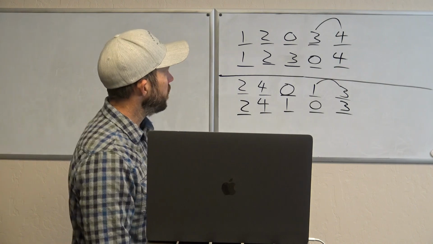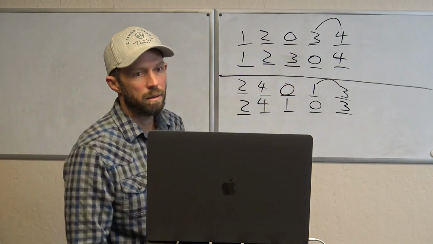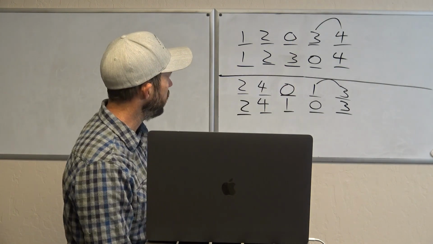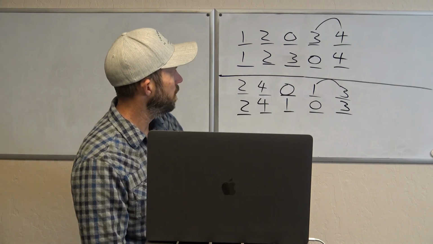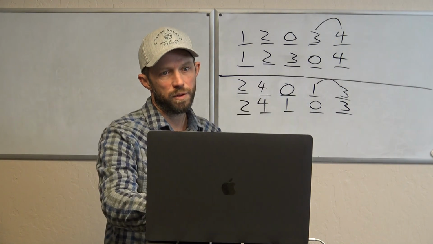Does the 3 always have to be before the 0? Nah. Does the 4 always have to be before the 3? No. The answer for number 2 is C.